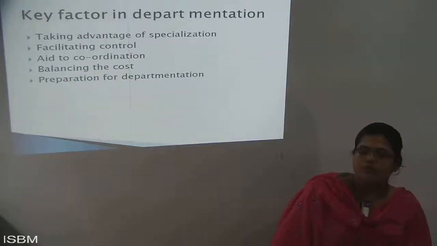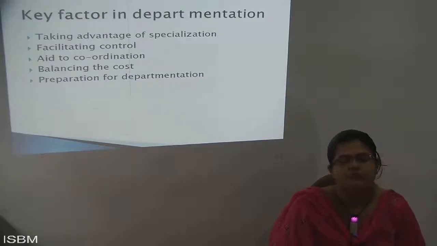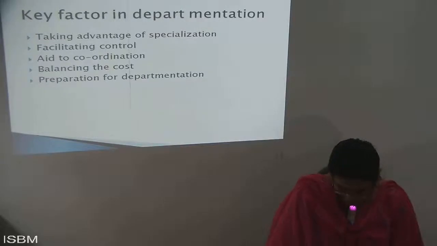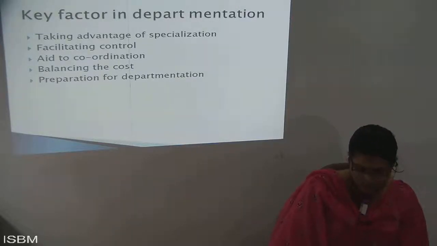Now next are the key factors of departmentation. Since you are developing any kind of department, what are the things you need to identify, or what are the things you need to enforce? How are you performing each and everything? Only then will your work move in the proper way.